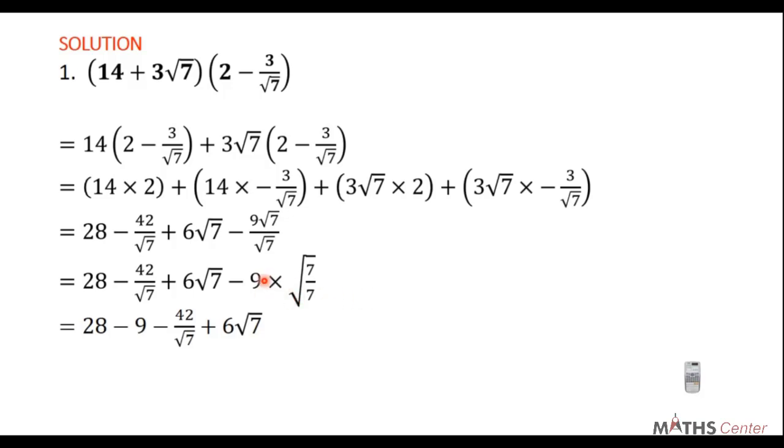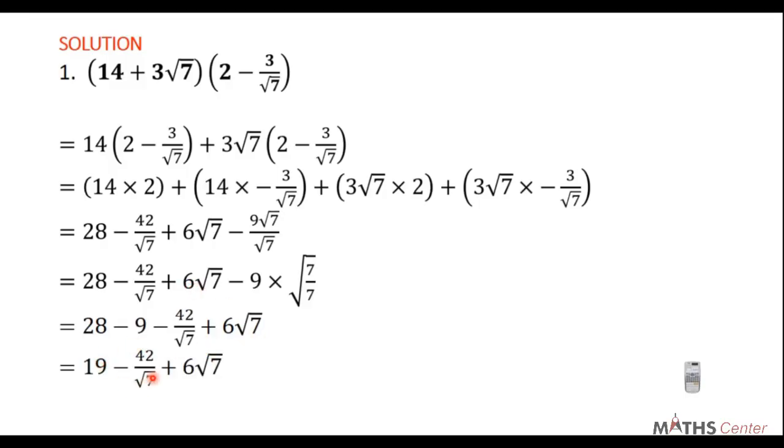What you do is that you group the numbers, then you group the surds at one side too. So we have 28, then minus 9. Since this whole thing will give us minus 9, 28 minus 9, we have minus 42 over 7 plus 6 root 7.